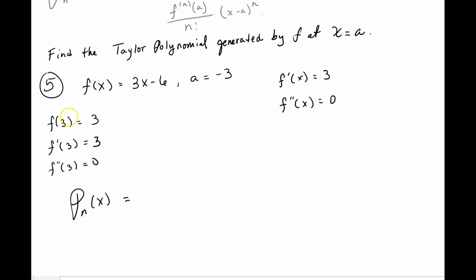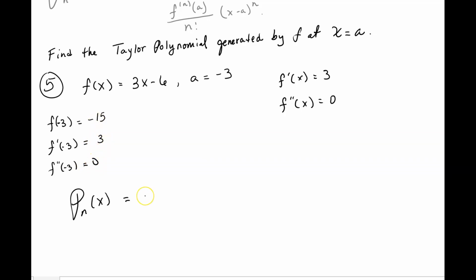Okay, I'm sorry, it was negative 3. That makes a huge difference here. Let's go back and adjust that. Sorry about that. F of negative 3 is 3 times negative 3, which is negative 9 minus 6. This is negative 15. F prime of negative 3 is going to be, again, 3, and f double prime is still going to be 0. So that makes a little bit of a difference here.